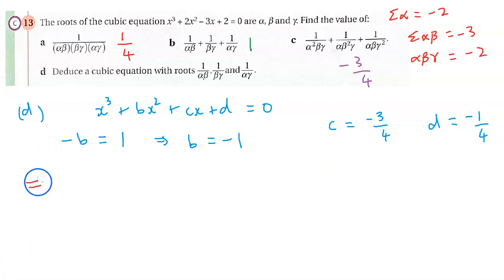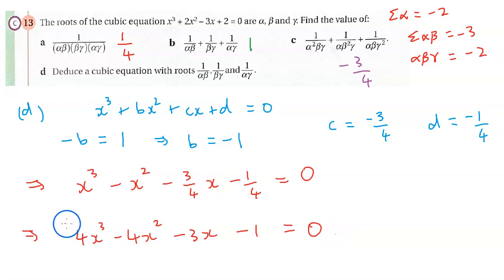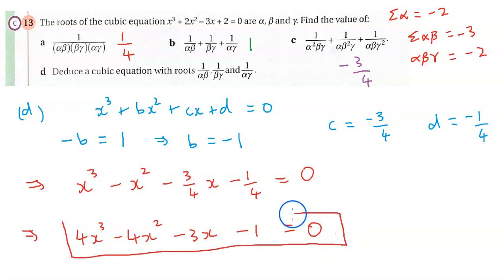And then everything's nice and easy. We just got to put in our values. So we get x cubed minus x squared minus 3 over 4x and then minus 1 over 4 equals 0. And then if we want to make it all nice, we can times everything by 4. So 4x cubed minus 4x squared minus 3x minus 1 equals 0. And so that is our cubic equation that has the roots 1 over alpha beta, 1 over beta gamma, and 1 over alpha gamma.